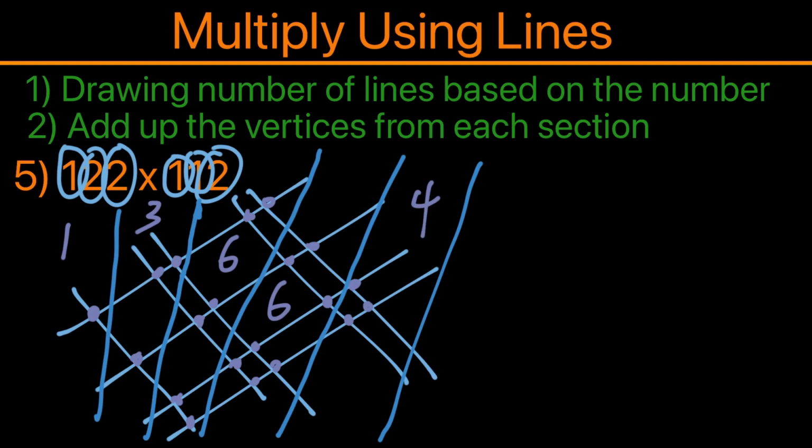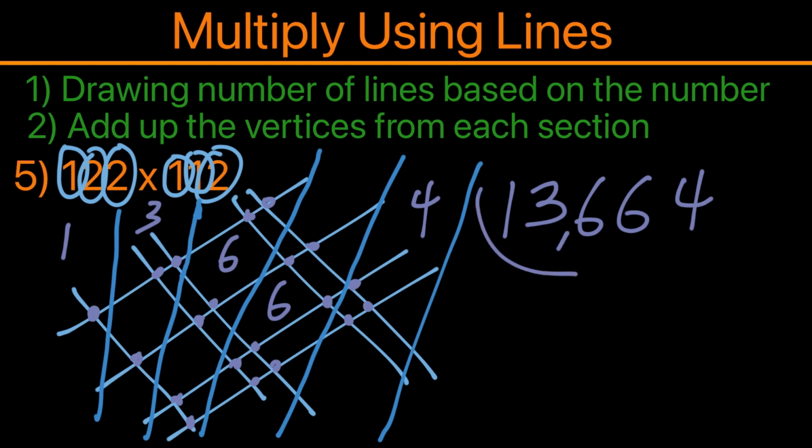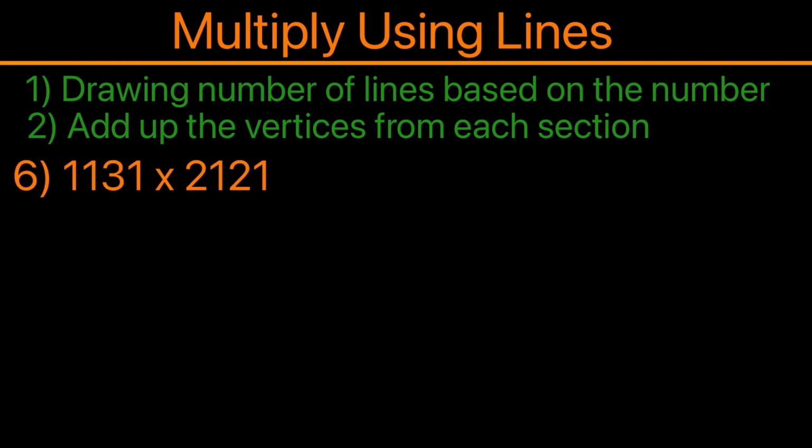Now, none of them are double digits, so we can simply just write them out. So section 1 is 1, section 2 is 3, section 3 is 6, section 4 is 6, and section 5 is 4. So your answer is 13,664. And try inputting that in a calculator. Of 122 times 112, you will see the answer is 13,664.